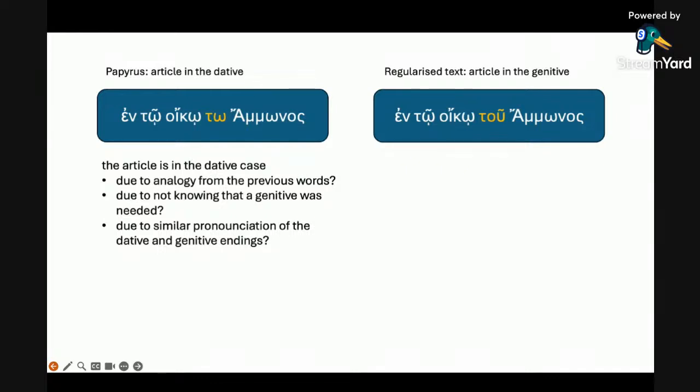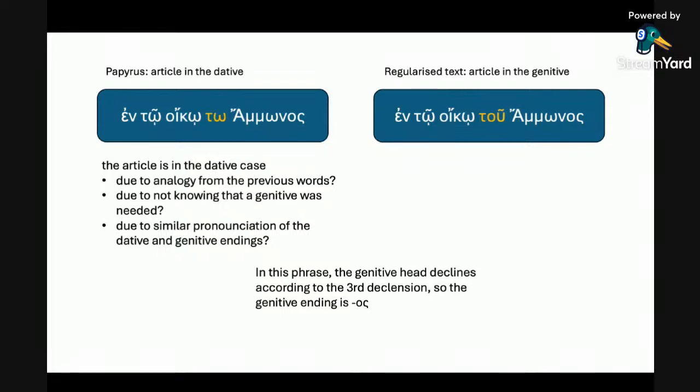Or is it due to the writer not knowing that the genitive case was actually needed? So there's the case merger option in a way. Is it due to the similar pronunciation of the dative and genitive endings? So this is the more phonological explanation for mixing these words. And in this phrase, the genitive head, monos, declines according to the third declension, so it has a different case ending. So the genitive ending is ending in os.